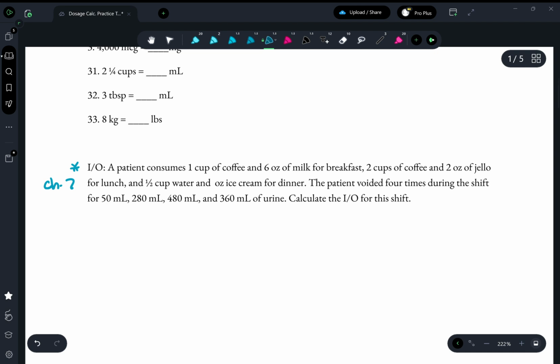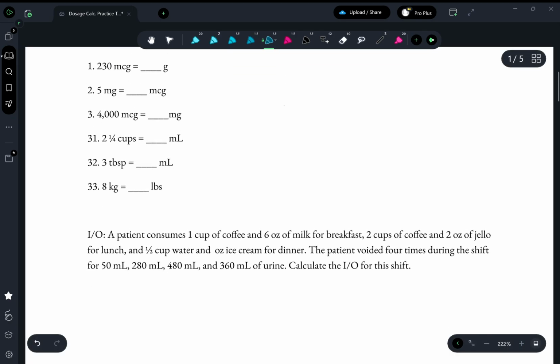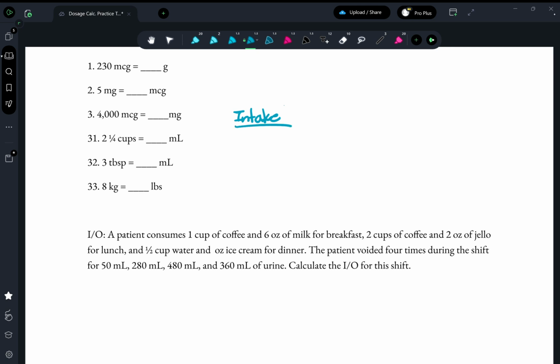So now we're going to chapter 7, just for the I&Os, just one question on it real quick. This caused a lot of debate in my class because we kept getting conflicting answers on what counts as input: ice cream, popsicles, ice chips or ice cubes, yogurt, pudding, orange juice with or without the pulp. So, going based off the list that we got, officially, what counts as intake? Anything that is liquid at room temperature.